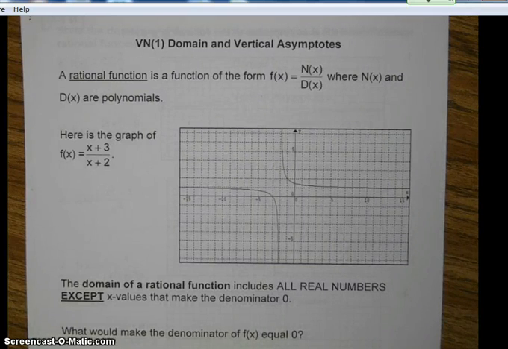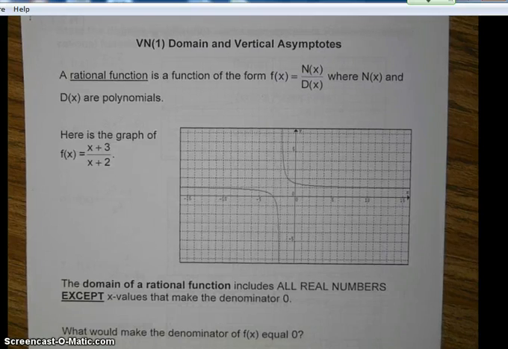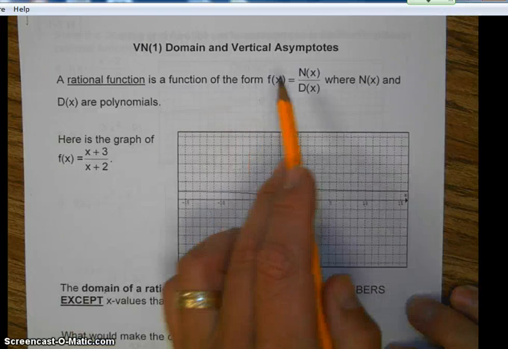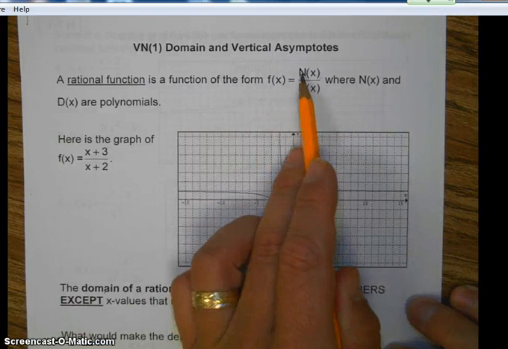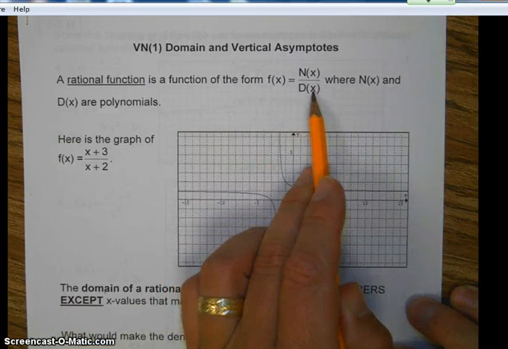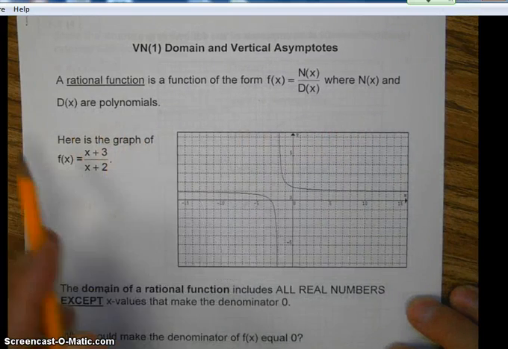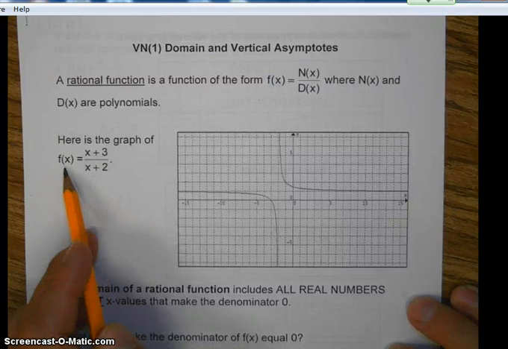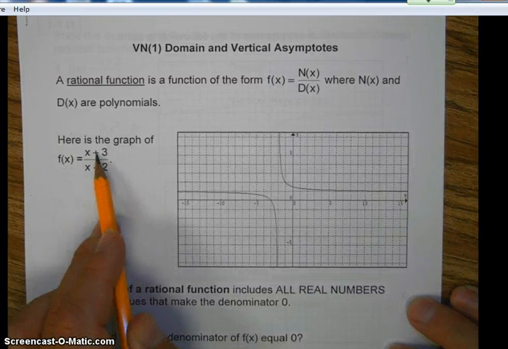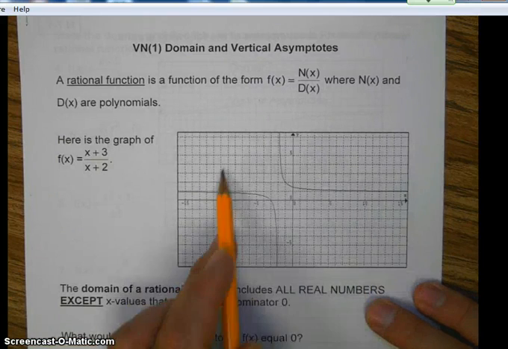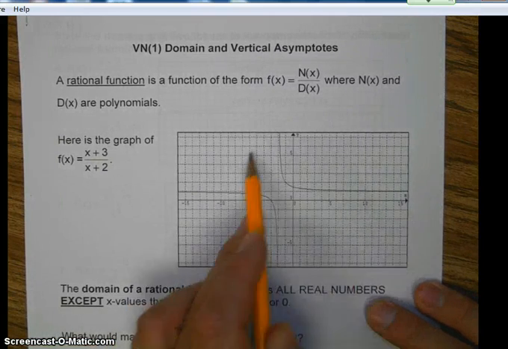Domain and vertical asymptotes. A rational function is a function of the form f of x equals n of x over d of x, where n of x and d of x are polynomials. Here is the graph of f of x equals (x + 3) over (x + 2). So this is what a rational function looks like.